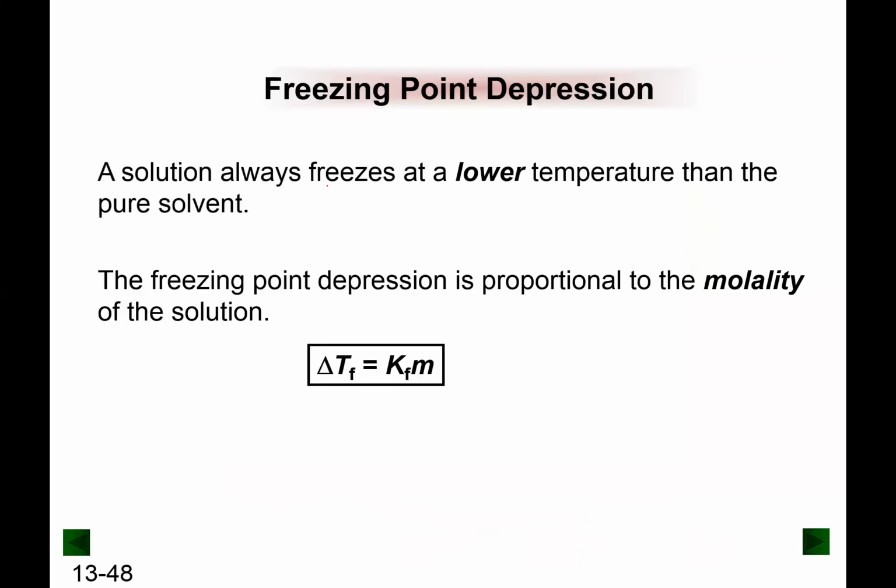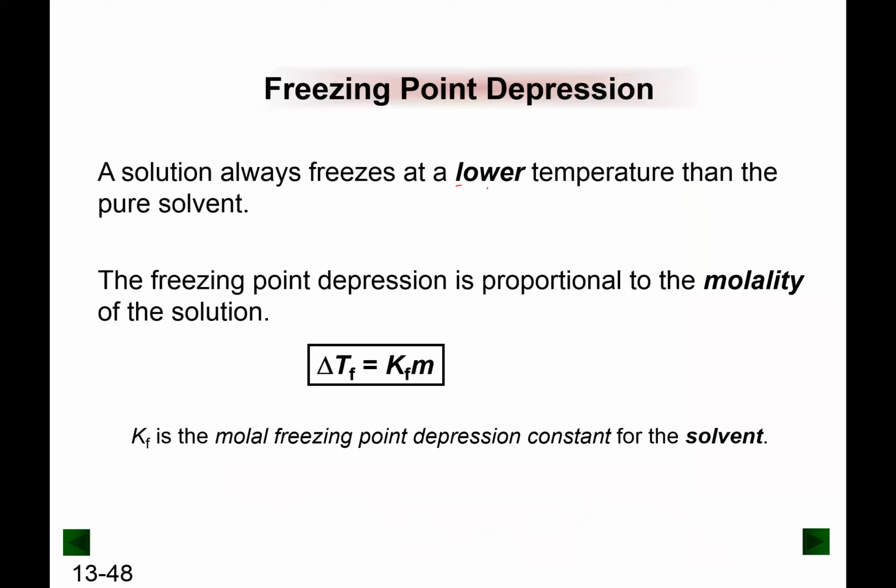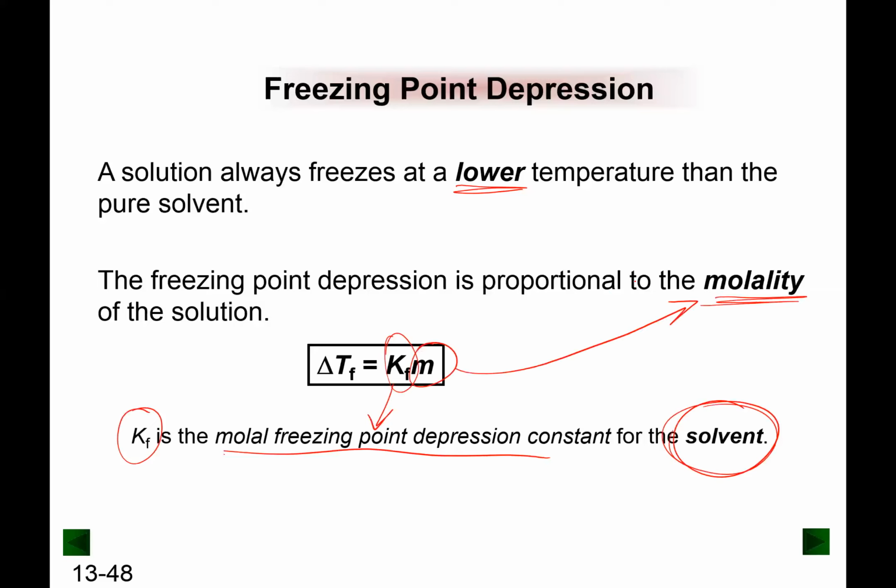So a solution always freezes at a lower temperature than the pure solvent. The freezing point depression is also proportional to the molality. And of course, we now also have a molal freezing point depression constant, and that would be for the solvent. And so it's given in this form. This Kf is this guy. This is the molality of our solute in solution. And remember, molality is going to be moles of solute per kilogram of solvent. Okay.